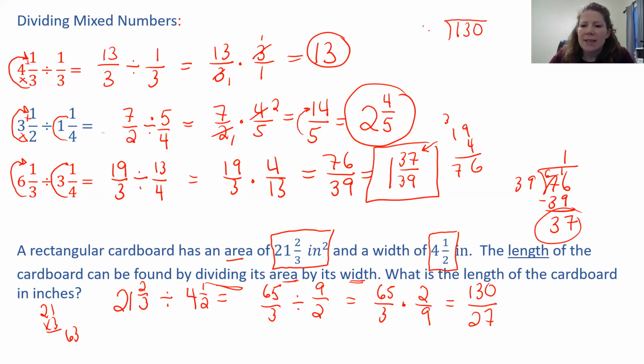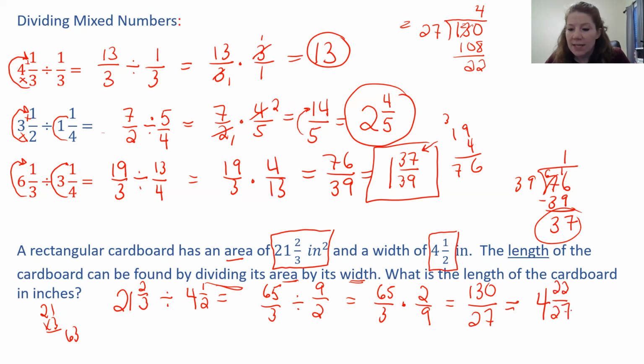And then, oh goodness, I'm way up here, you guys. 130 divided by 27. Let's see. Ooh, this is almost 30. So let's try 4. I don't know. 4 times 7 is 28, 8, 9, 10. Yep. That's smaller than 27, so that works. So it goes 4 whole times with a remainder of 22, and our denominator is 27 inches.